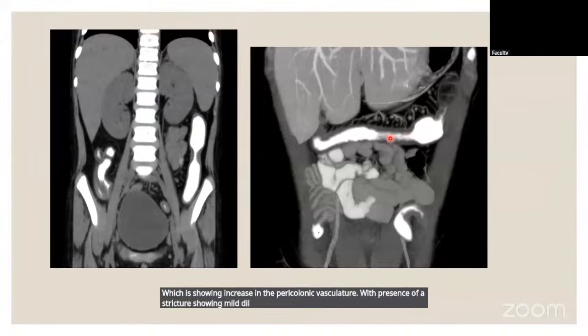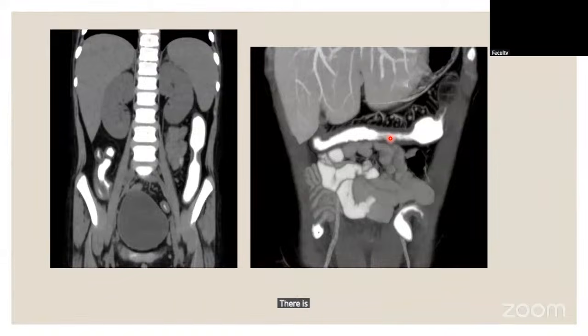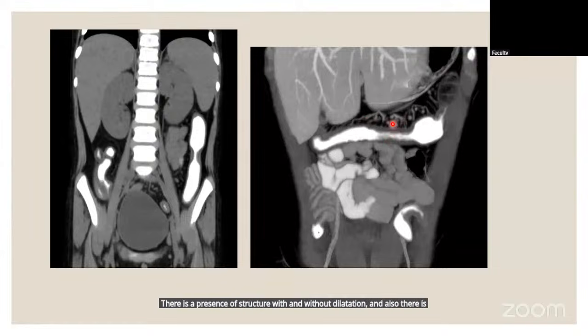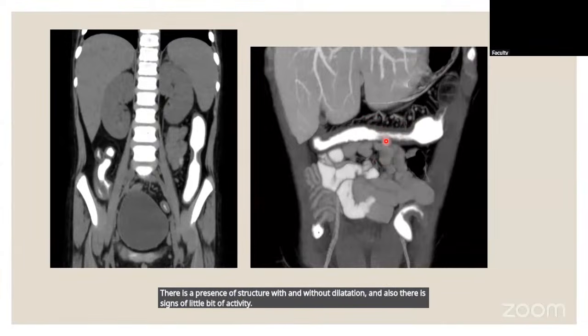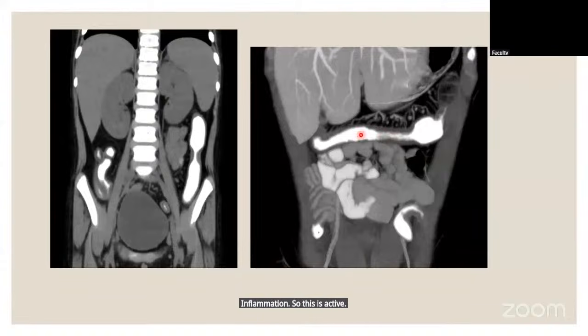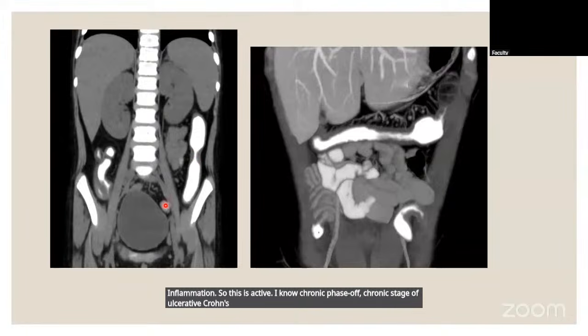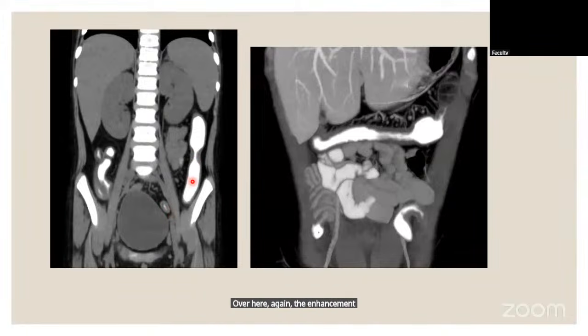So there is a mix of findings. There is loss of haustration. There is presence of stricture with and without dilatation. And also there are signs of a little bit of active inflammation. So this is an active and chronic stage of ulcerative colitis. Note over here again the enhancement pattern.